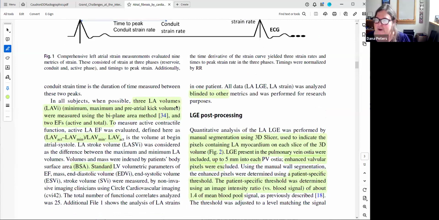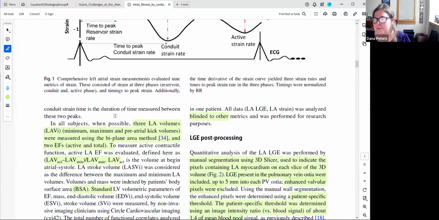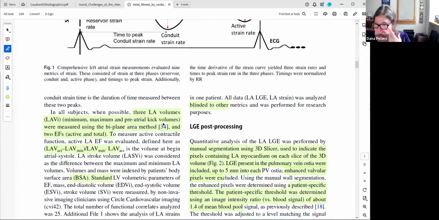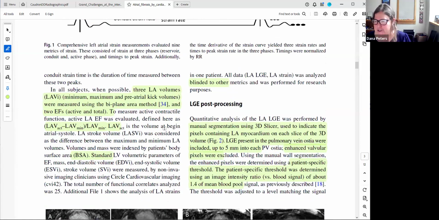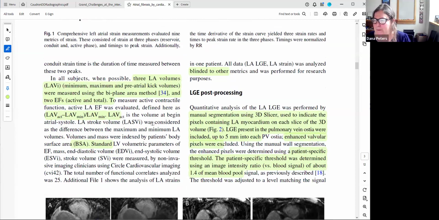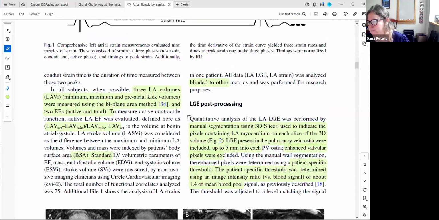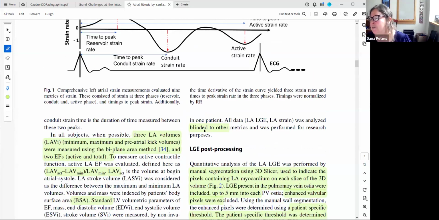We always measured all three left atrial volumes, the minimum, the maximum, and the pre-atrial kick volumes, and we measured each ejection fraction. All the variables were normalized to BSA, and we did all this analysis blinded to the other metrics.